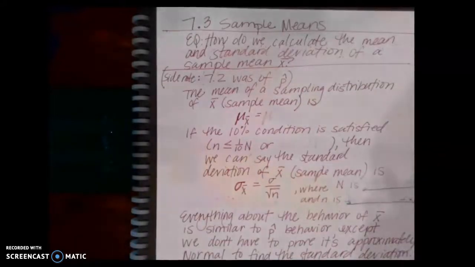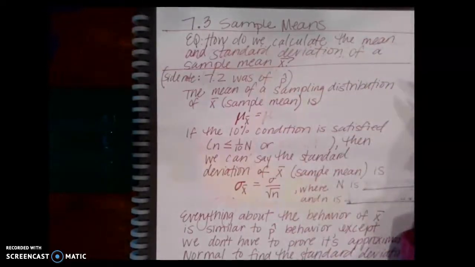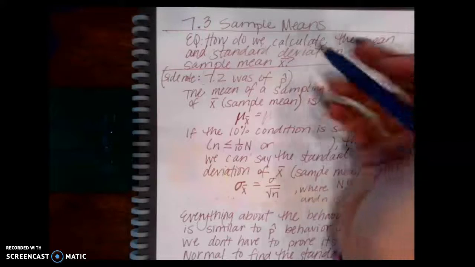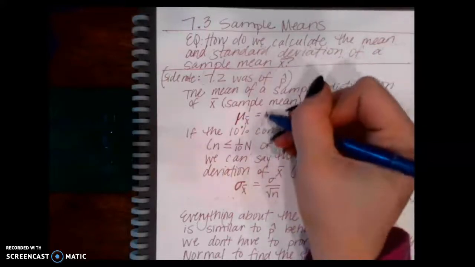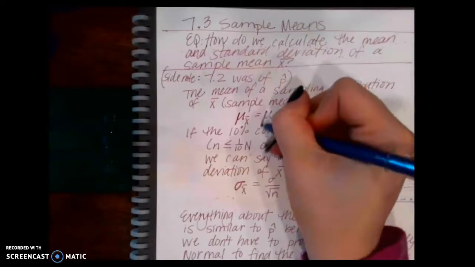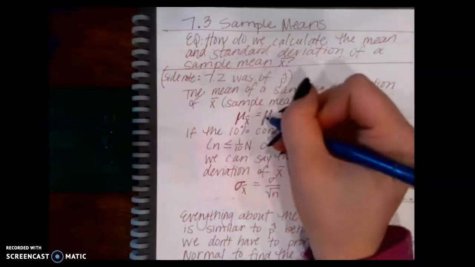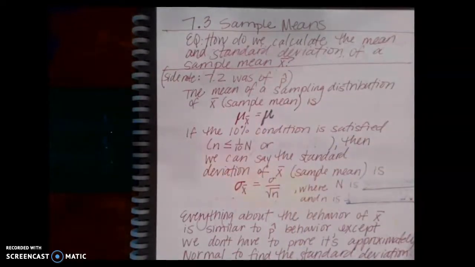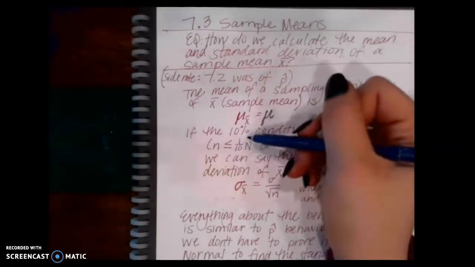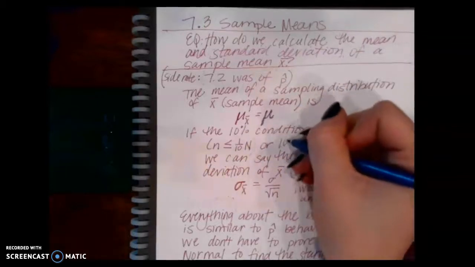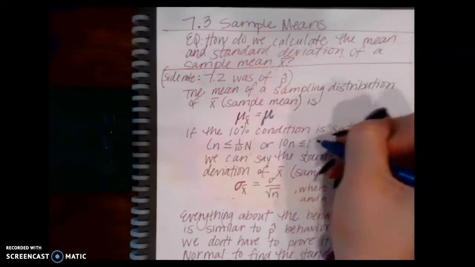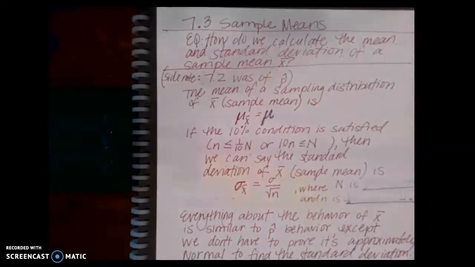Remember that the mean of the sampling distribution of x bar, mu sub x bar, is always just going to be equal to mu. If the 10% condition is satisfied, lowercase n is less than or equal to 1 over 10 uppercase N, or 10 times lowercase n is less than or equal to uppercase N, then the standard deviation of x bar, sigma sub x bar, is equal to sigma divided by the square root of n.